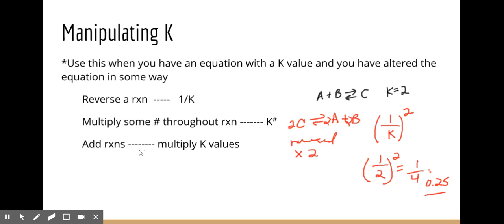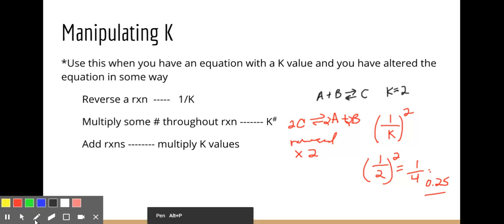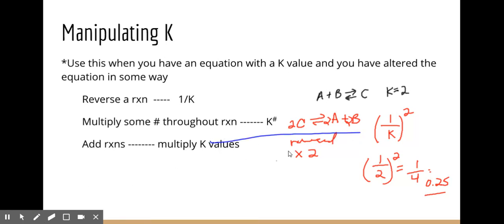Now, if I had more than one reaction here, so let's say I took both of these reactions, and I wanted to add them together to make a new reaction, all right? So 1C would cancel out with this C, 1A would cancel out with this A, and 1B would cancel out with this B. So my reaction I would have is C goes to A plus B. So this is my newest reaction.